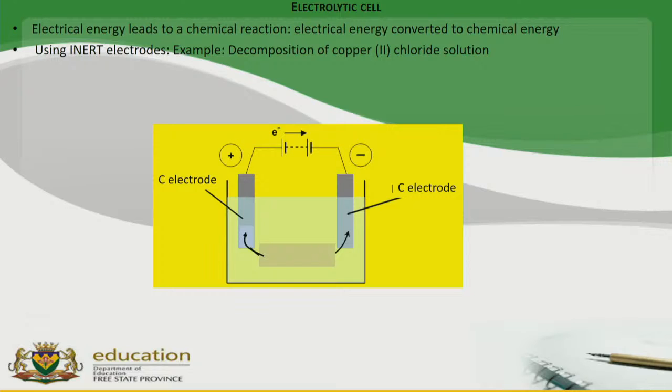So for us to have electrical energy to chemical energy, we must have an electrical source, so that electrical energy can be converted to chemical energy. Those chemicals can react. Fine. So let us have an example where inert electrodes are used. What does inert electrodes mean? It means those electrodes do not take part in the reaction. So only the electrolyte reacts. So only the substance in the solution reacts.